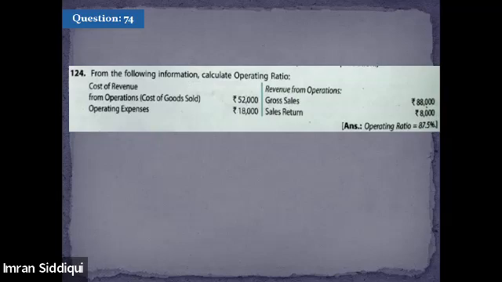Question number 74. Cost of revenue is given 52,000. Operating expenses, their gross sales return is given. I think you'll be able to do it right now? Yes, sir. Take the screenshot then. We'll move to the next question. Done, sir.